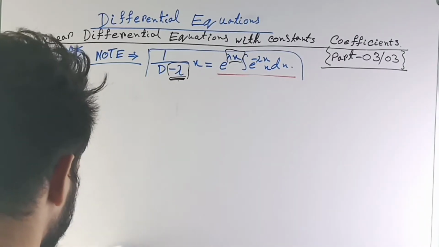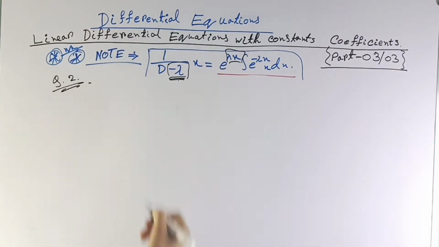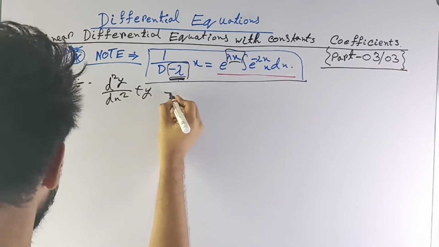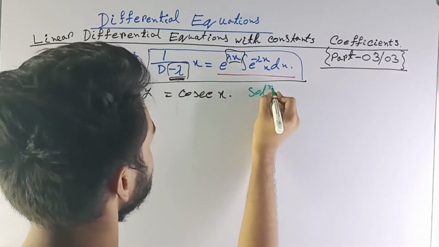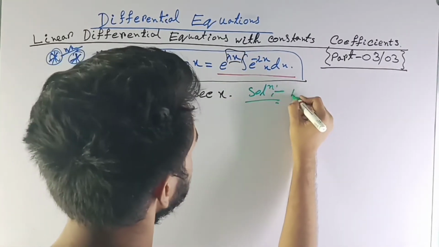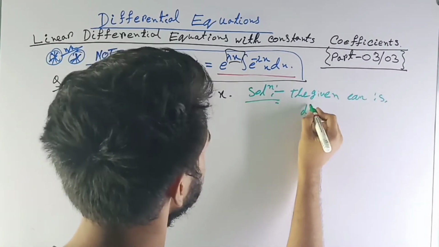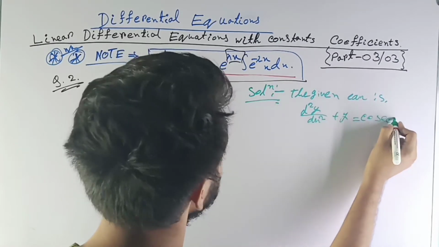Today I take an example of this equation. So 1 by (D minus lambda) X equals e to the power lambda x times the integration of e to the power minus lambda x dx. These types of equations. So now d2y by dx2 plus y equals sec x. Sorry, cosec x. That's it. And now the solution is given. I also write that again.